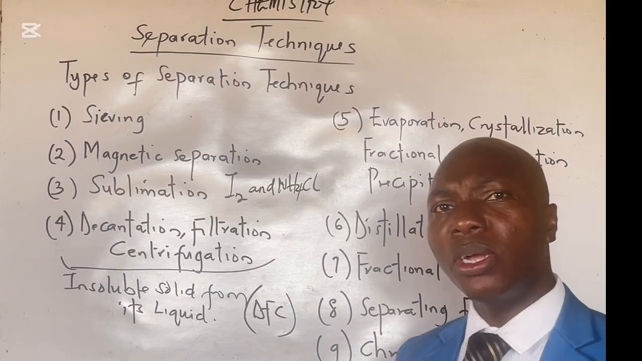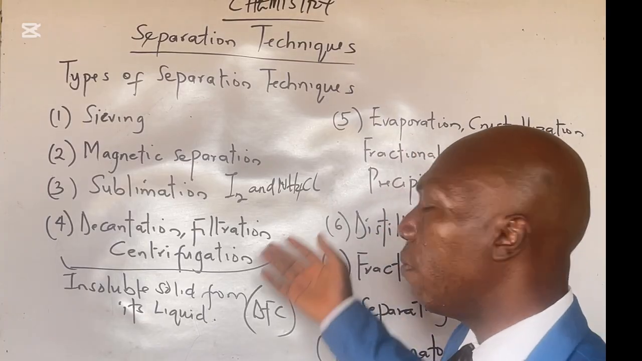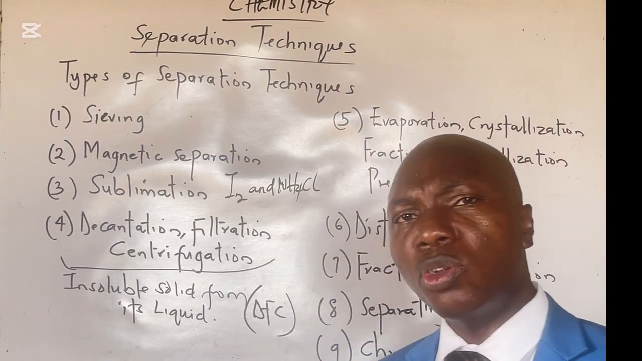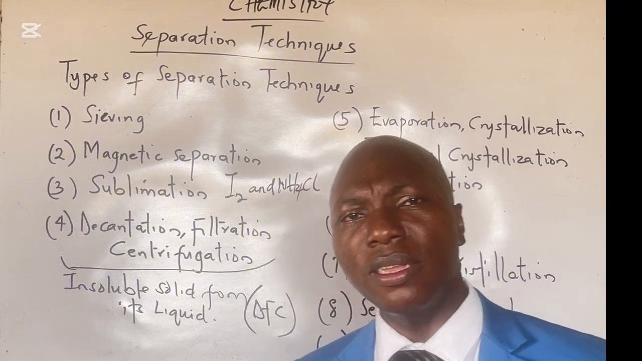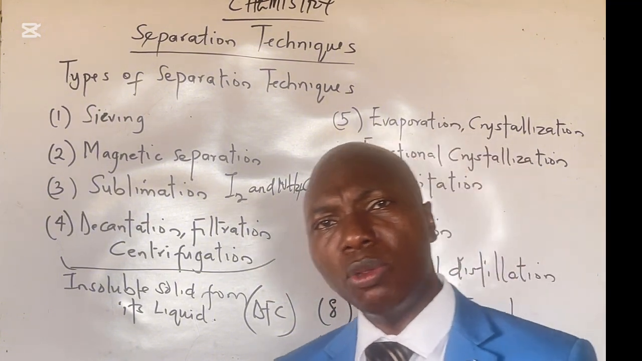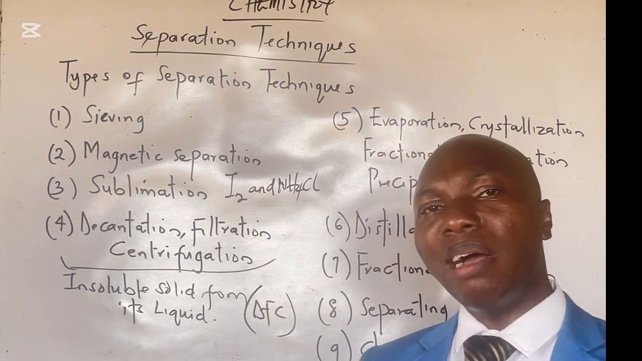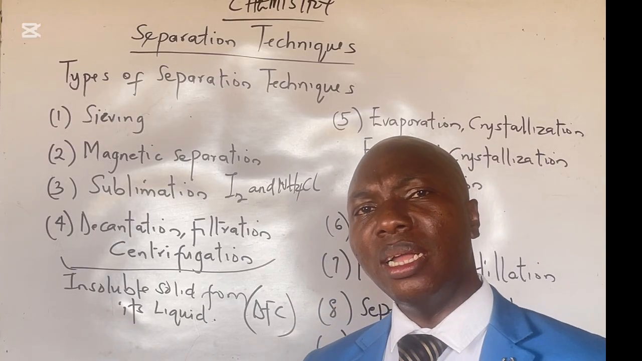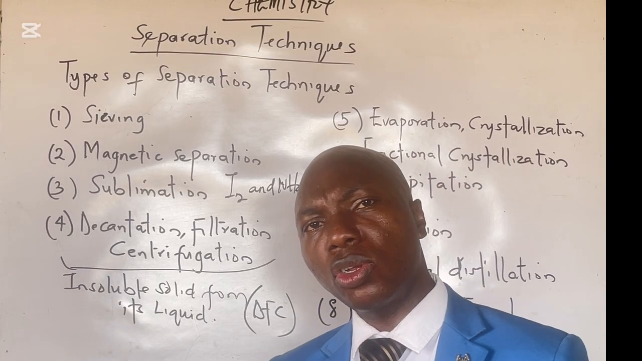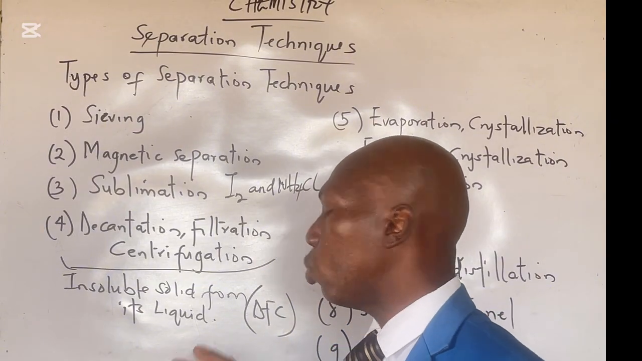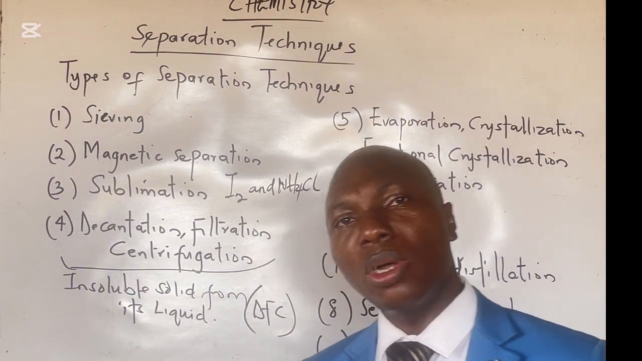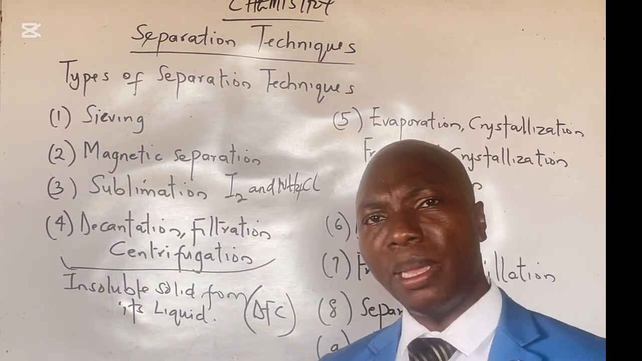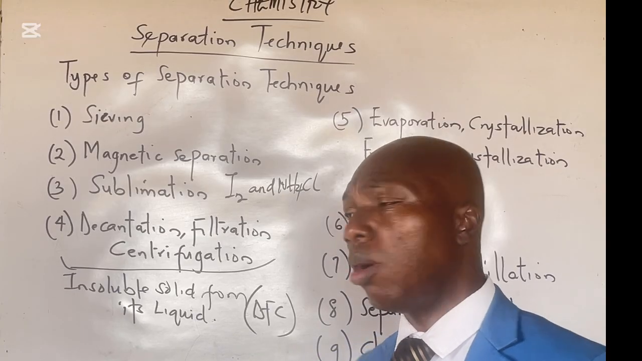The one that is common in our WAEC is the one for filtration. Filtration is a separation technique that adopts the use of filter paper. Example, you have chalk dust. How do you separate a mixture of chalk dust from its liquid? You use what we call the filter paper. These are the common examples.